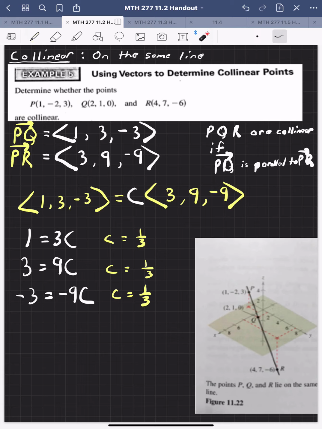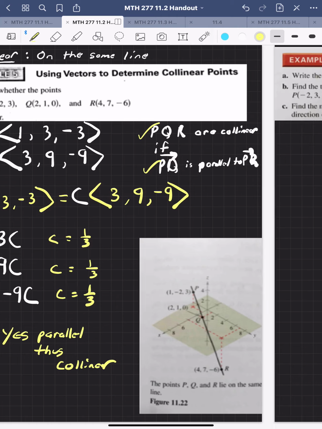So at this point, I know that they are parallel. So I've proven that they are parallel, and so then by definition they are collinear. So parallel, thus collinear. Okay. Let's go to the next example.